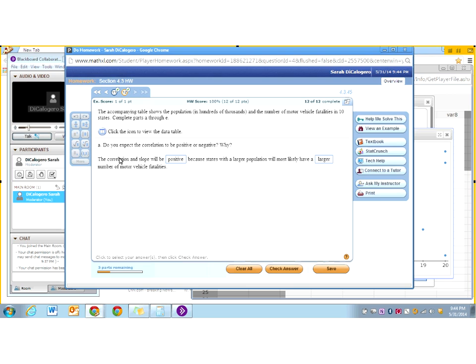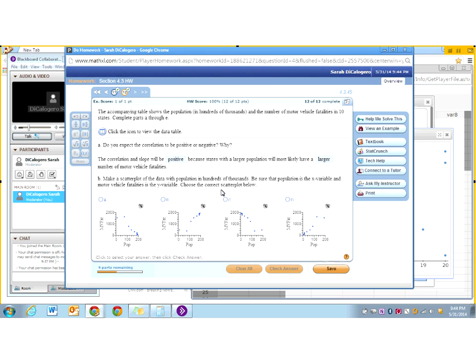And so if you're a bigger state, you're going to have more motor vehicle accidents. That's true. All right. So we got to come up with a scatter plot. So let's look at the data. And if we see here, population is our independent variable, motor vehicle fatalities are the dependent variable. So our X is population, our Y is motor vehicles.